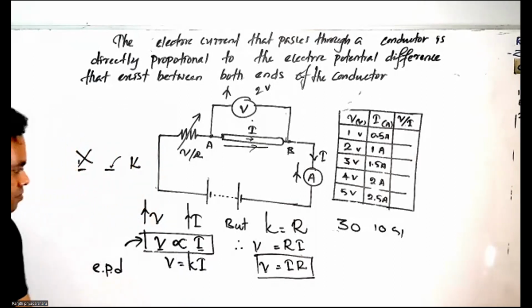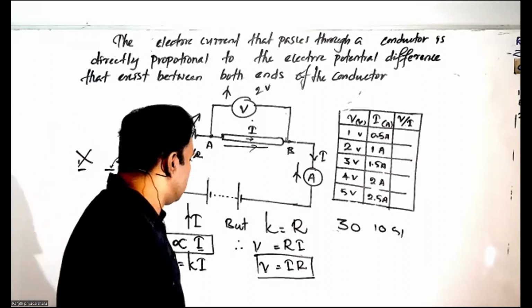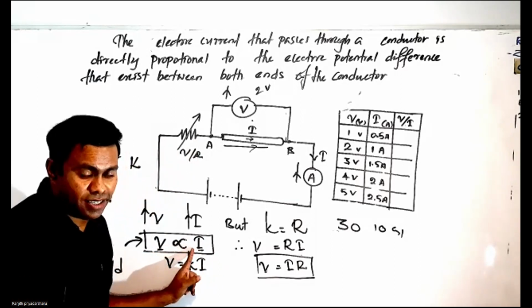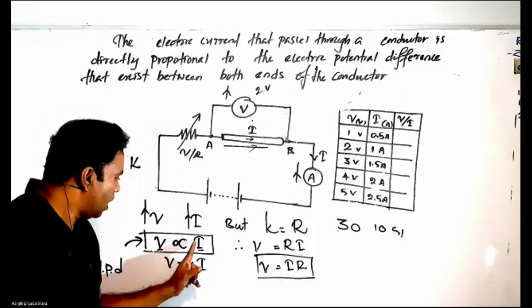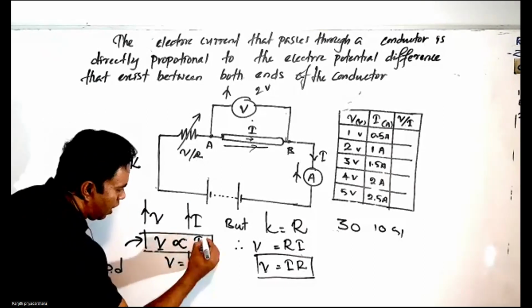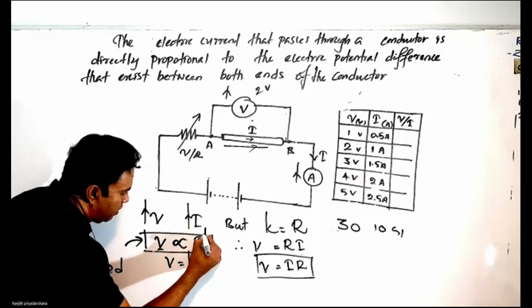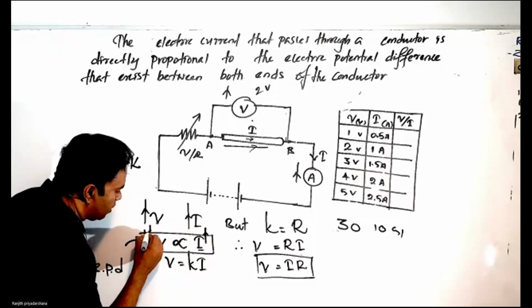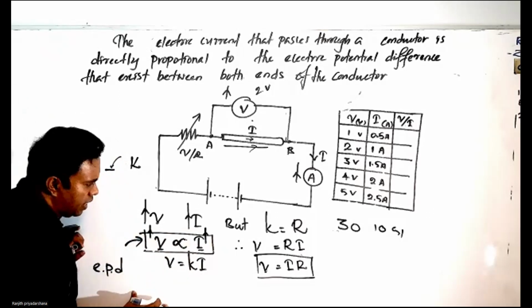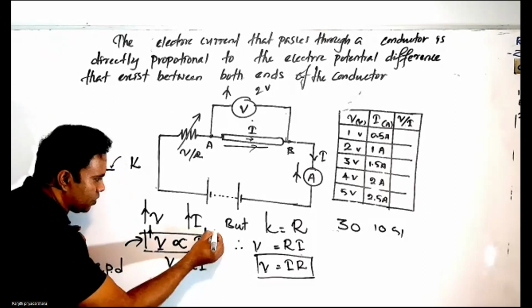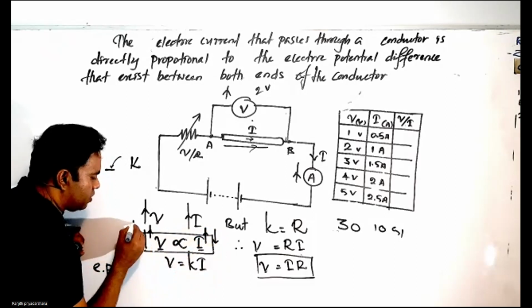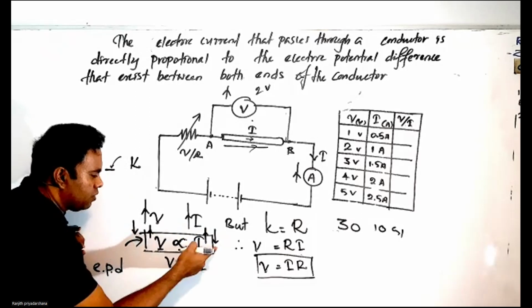Now look at this. I is directly proportional to V. On the other hand, that's also true. When the V decreases, I also decreases.